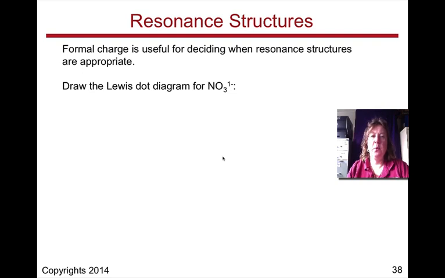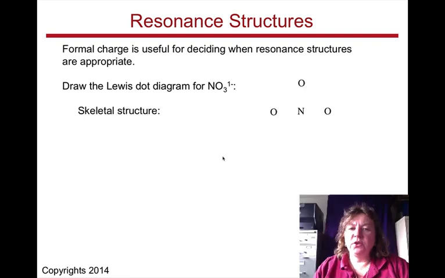Our last concept that we're going to take a look at is something called resonance structures. Formal charge is useful for deciding when resonance structures are appropriate. So let's draw the Lewis dot diagram for NO3 minus 1. We're going to put nitrogen in the middle, oxygen around the outside.